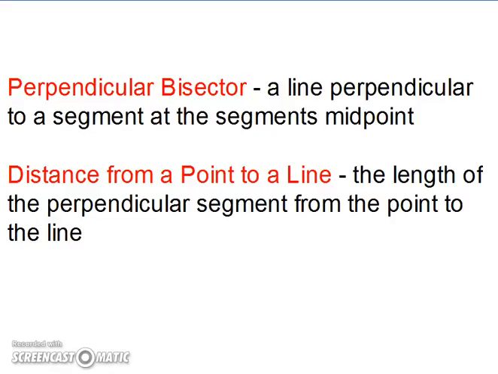The shortest distance to get from any one point to another is a direct path. Well, the most direct path is to meet it perpendicularly. Let's look at an example.